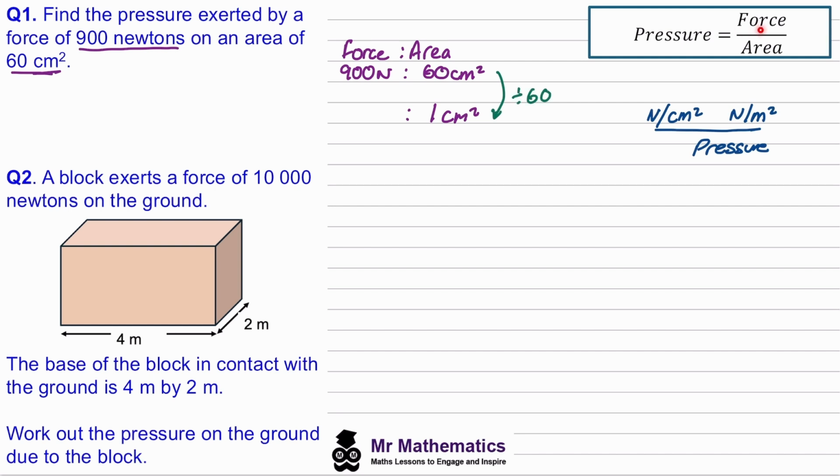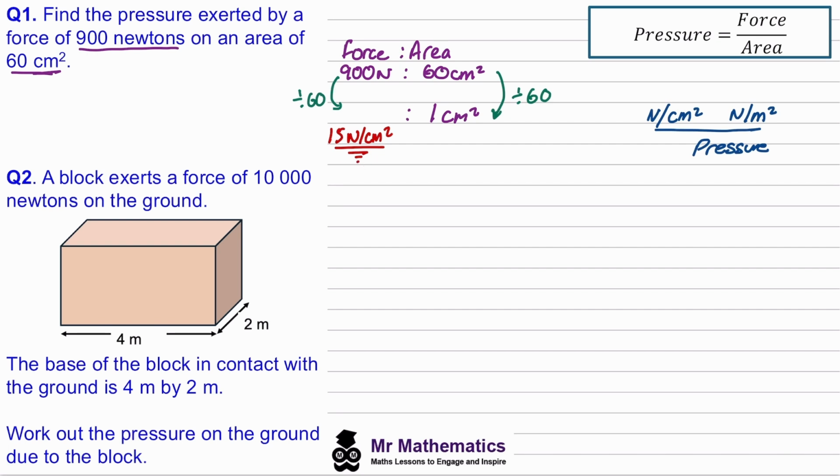And the reason why it's force divided by area is because we divide both sides by 60, and this keeps the ratio balanced. And when you divide 900 newtons by 60 centimeters squared, we get a pressure of 15 newtons per centimeter squared, okay? So this is our pressure here.